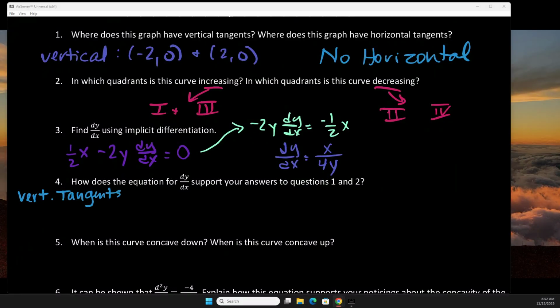But if we're talking about the derivative, and the original graph has a vertical tangent, what do you know about the derivative? It should be what? Undefined. So for a horizontal tangent, the derivative should be 0 because the slope of a horizontal line is 0, but the slope of a vertical line is going to be undefined. So vertical tangents occur when dy over dx is undefined.